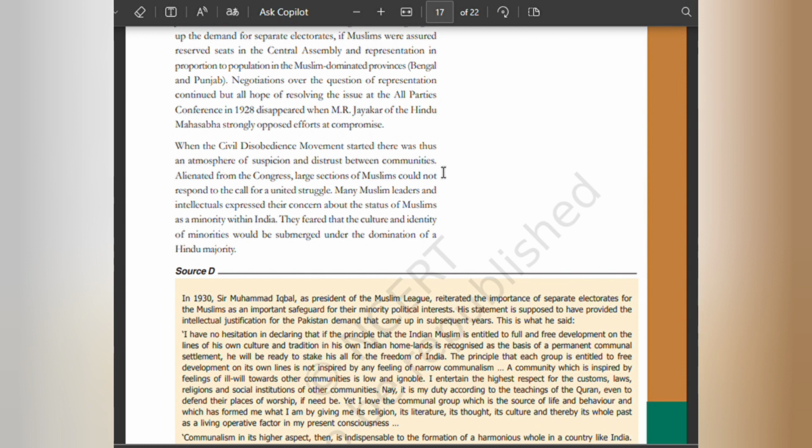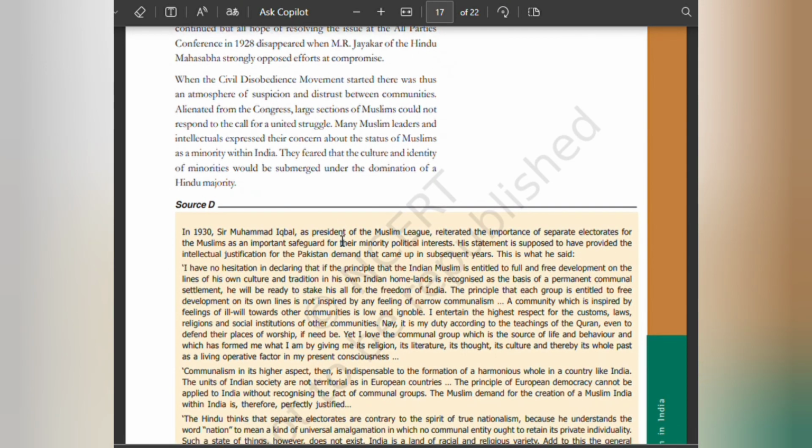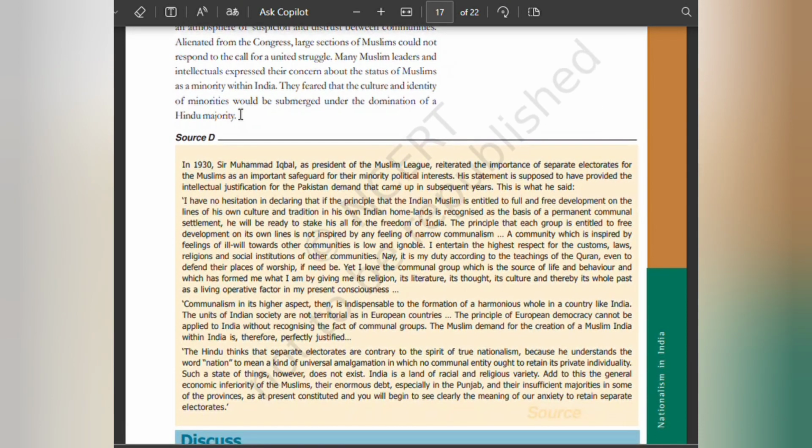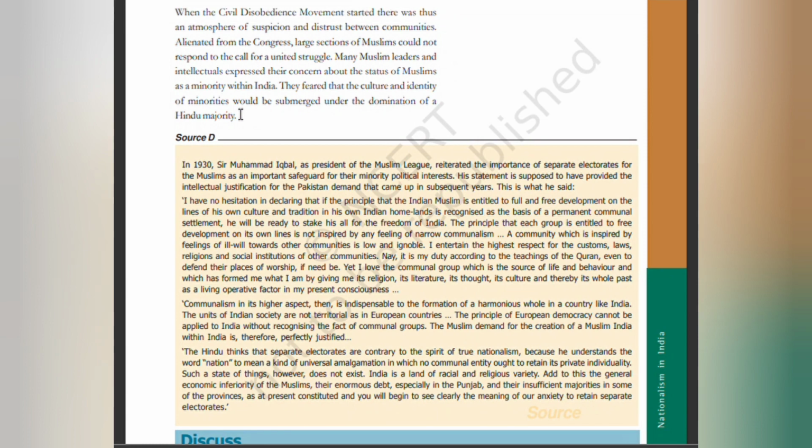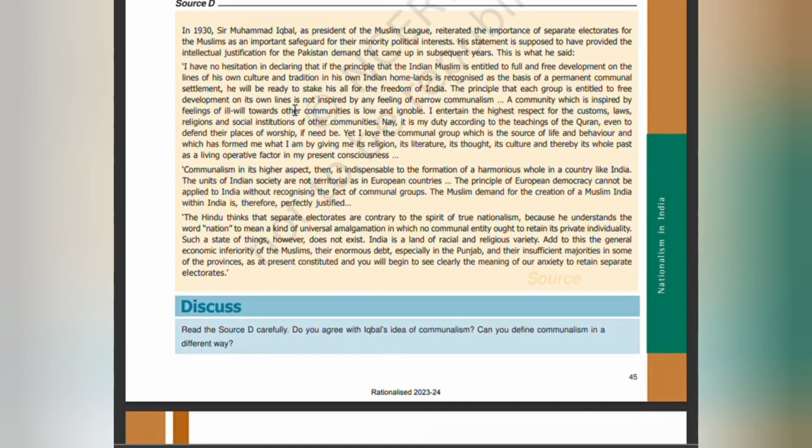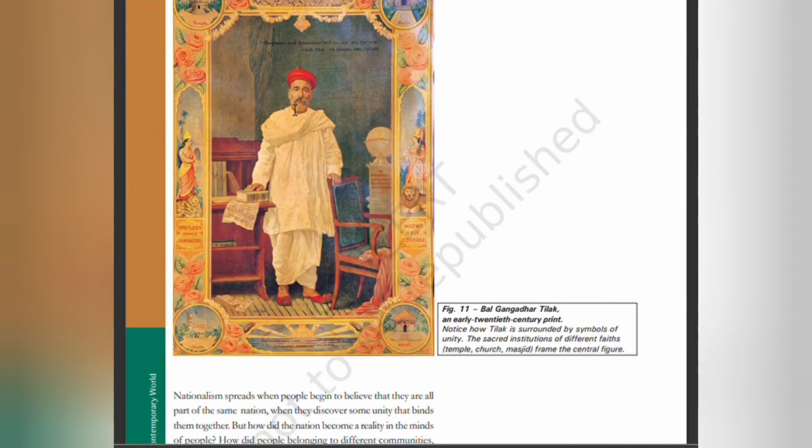When the civil disobedience movement started, there was thus an atmosphere of suspicion and distrust between communities. Alienated from the Congress, large sections of Muslims could not respond to the call for a united struggle. Many Muslim leaders and intellectuals expressed their concern about the status of Muslims as a minority within India. They feared that the cultural identity of minorities would be submerged under the domination of the Hindu majority.